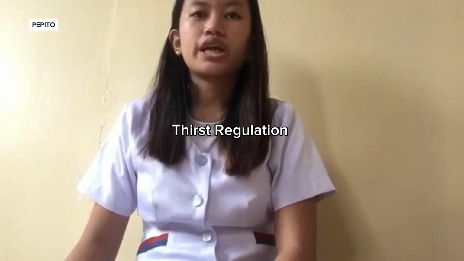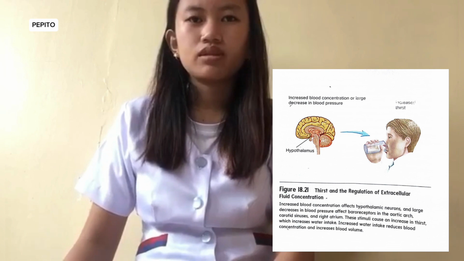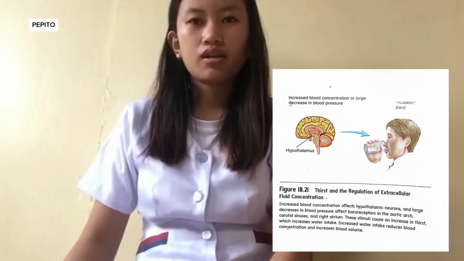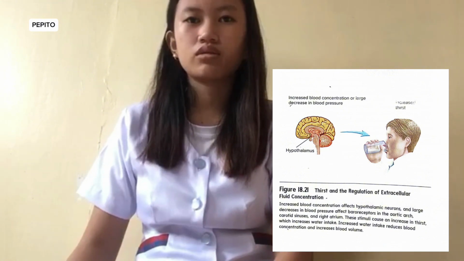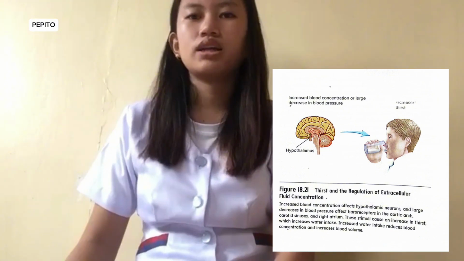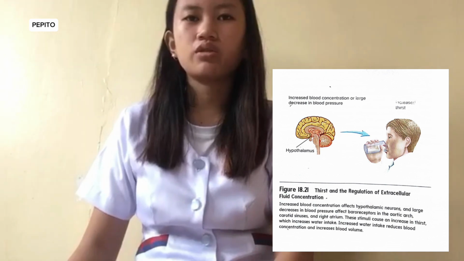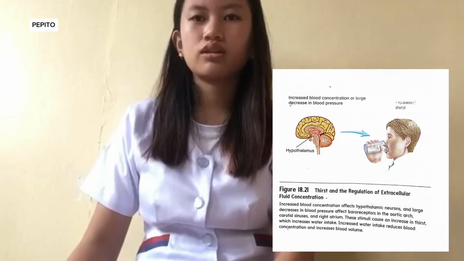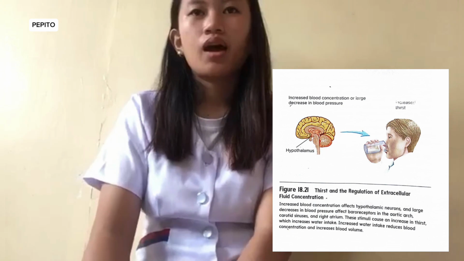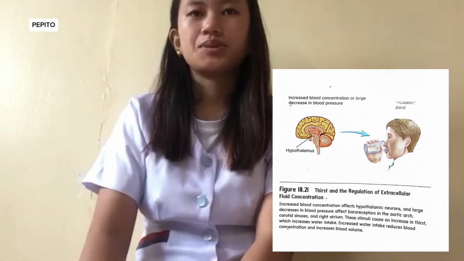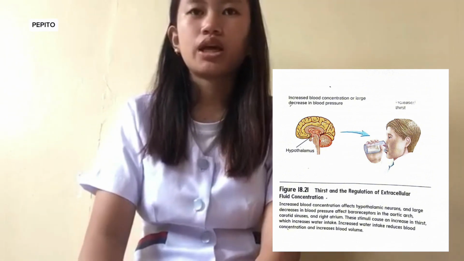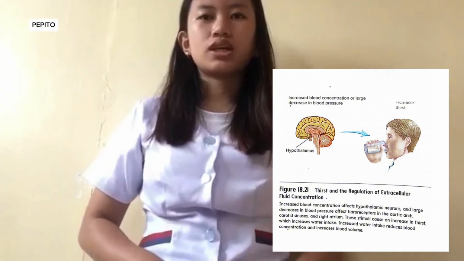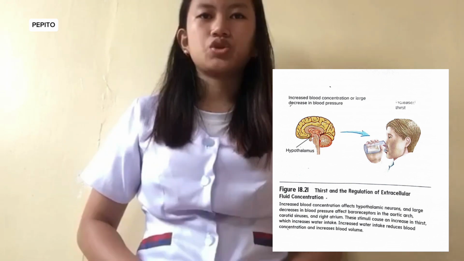Thirst regulation: water intake is controlled by neurons in the hypothalamus, collectively called the thirst center. Thirst is the sensation that induces an urge to drink water or liquid. An increase in thirst is usually associated with a reduction in the water content of the body. For example, the mucosa of the mouth becomes dry, and the thirst center is activated. Thirst is one of the important means of regulating extracellular fluid volume and concentration.